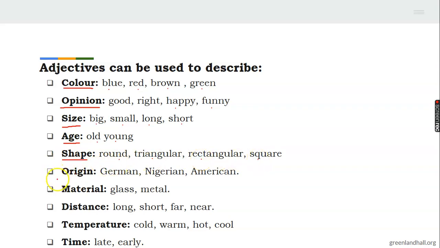An adjective can also be used to describe origin. We have German, Nigerian, American. Another one, material. That's glass, metal. We have distance. Examples are long, short, far, near, on and on. Then we also have temperature. Cold, warm, hot, cool. These are examples of adjectives describing temperature. And the last one, we have time. Adjectives can be used to describe time, which is late and early. There are other ones as well. As we proceed, you will get more understanding.